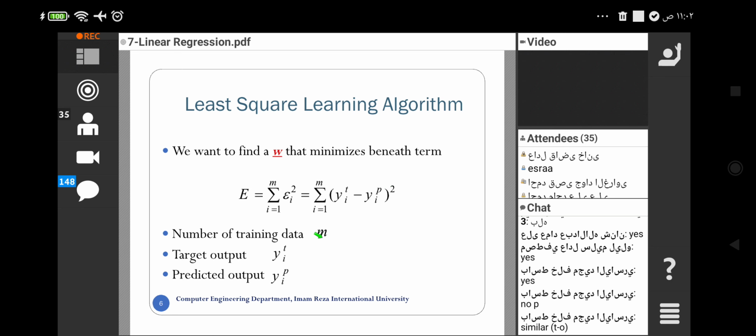So m is the number of training data, yi t is the target output, and yi p is the predicted output.